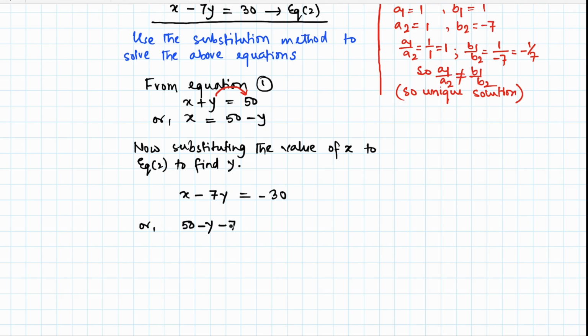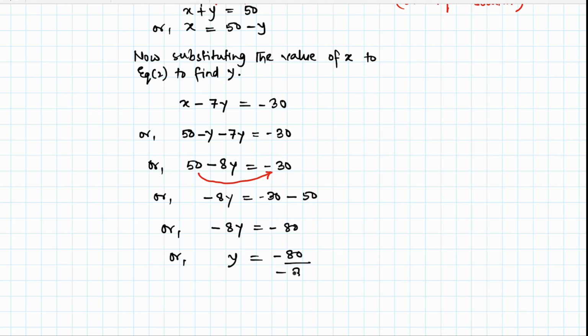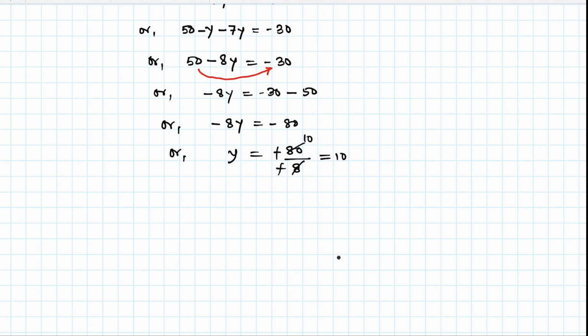Now putting the value of x, 50 minus y minus 7y equals minus 30. So 50 minus 8y equals minus 30. Now minus 8y equals minus 30 minus 50, as we are moving 50 from the left hand side to the right hand side. So minus 8y equals minus 80. So y equals minus 80 by minus 8, which is 10. We have got the value of y as 10.